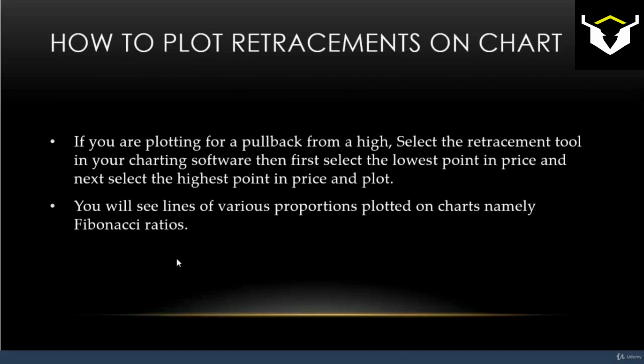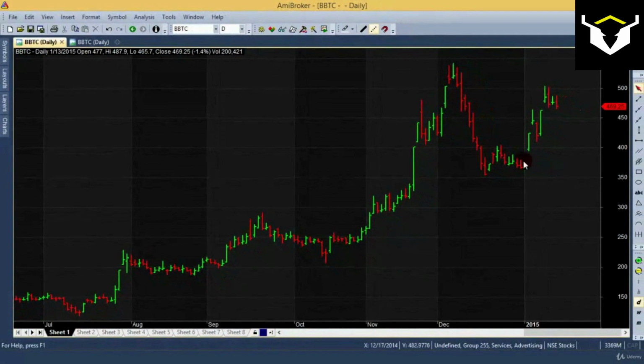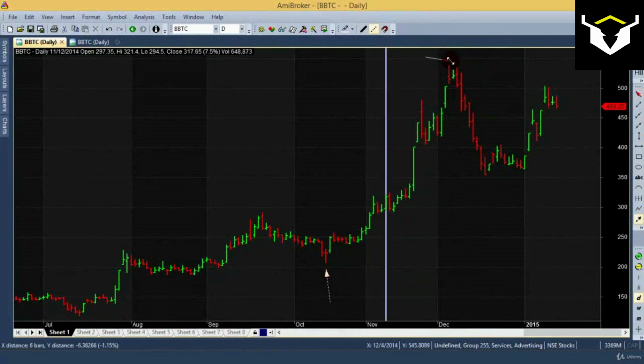You will see lines of various proportions plotted on charts. Those are Fibonacci ratios. Let's go ahead and see one of the examples of how to plot retracement on a chart. Following is a daily chart of BBTC and you can see the wave formations. Now, I want to know how much price has retraced from this point to this point. So I want to know how much is this retracement of this up move.